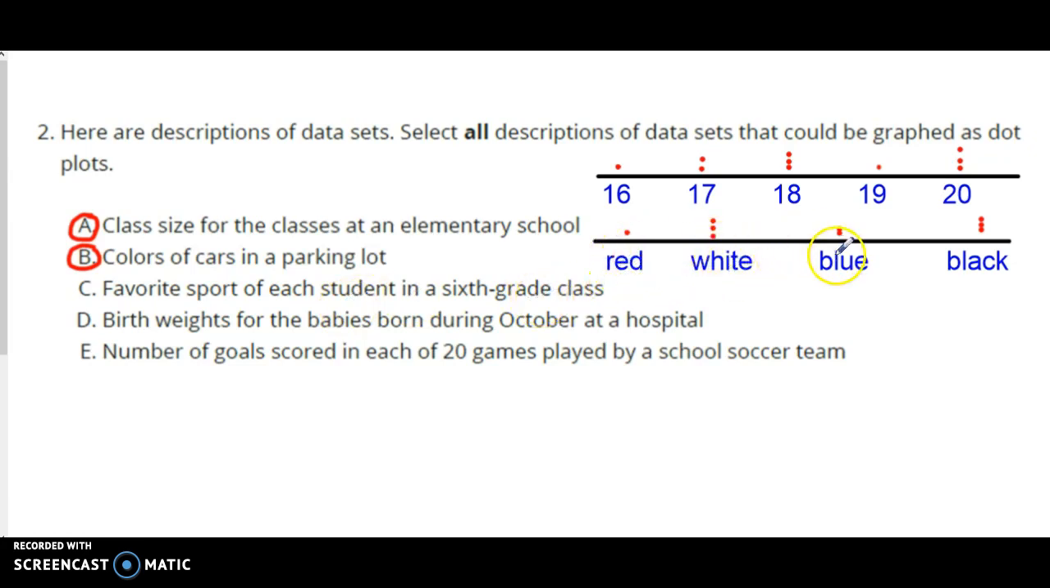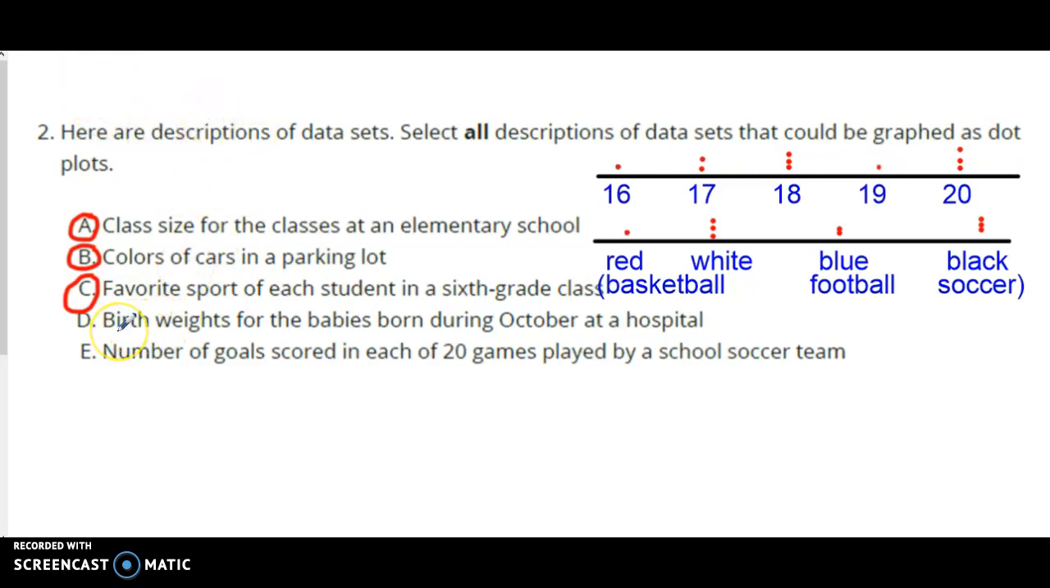Instead of these colors, we'll just cross it out as a demonstration. Instead of red, could I have basketball? And then football, and then soccer, and count up that way using dots? Yes, I could. So C is also correct. I want you to consider D and E on your own. Could we use a dot plot? Think about it. Pause the video.